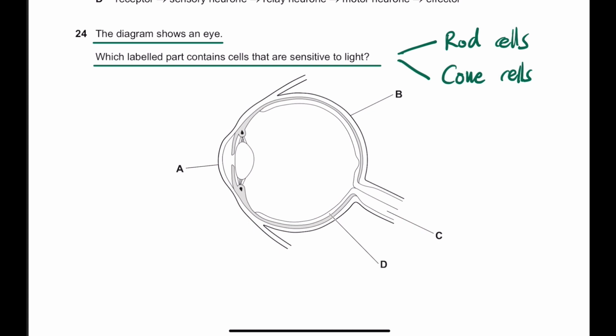And out of these two cells, the cells that are sensitive to light are the rod cells. The cone cells are also sensitive, but they are more concentrated on the colors.